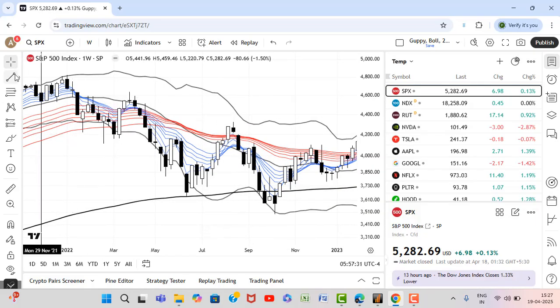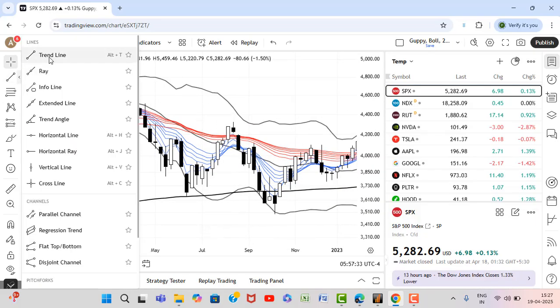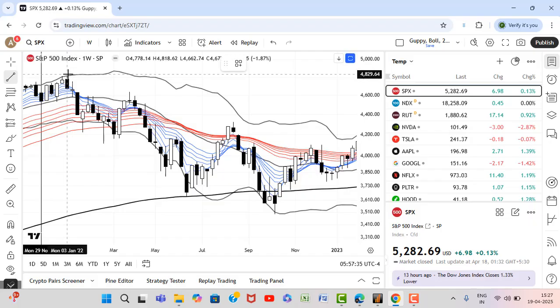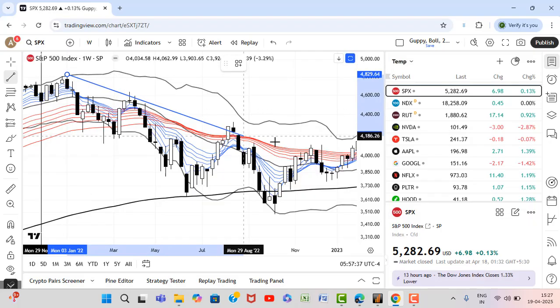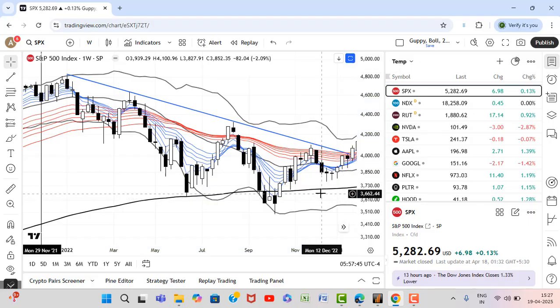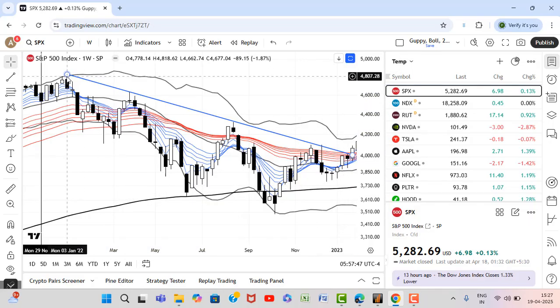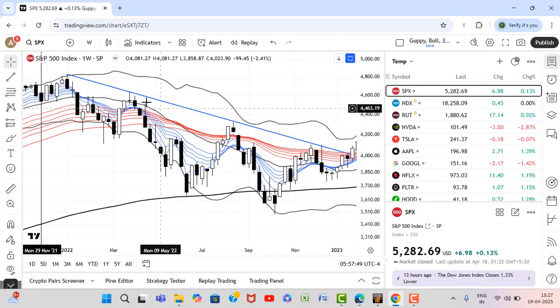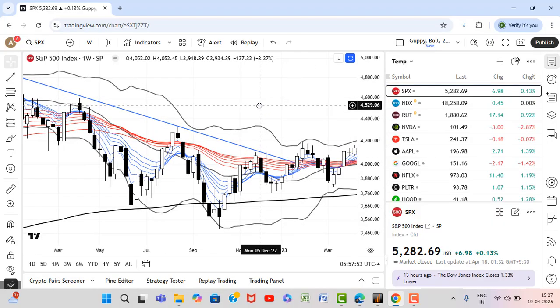So we'll draw a trend line. A trend line is a line that touches the highs between various prices. So it starts from here. This is the first high. This is the second high. This is the third high. This is the fourth high. And this trend line gets broken here.